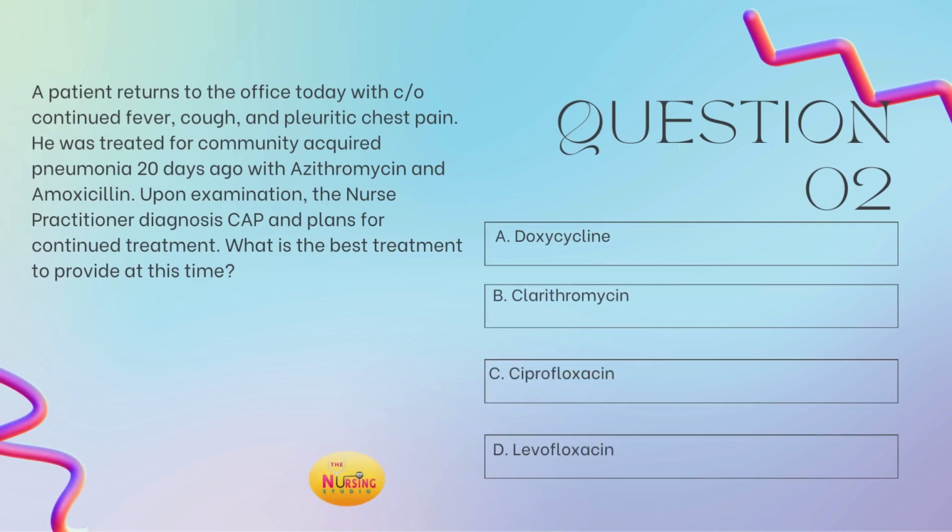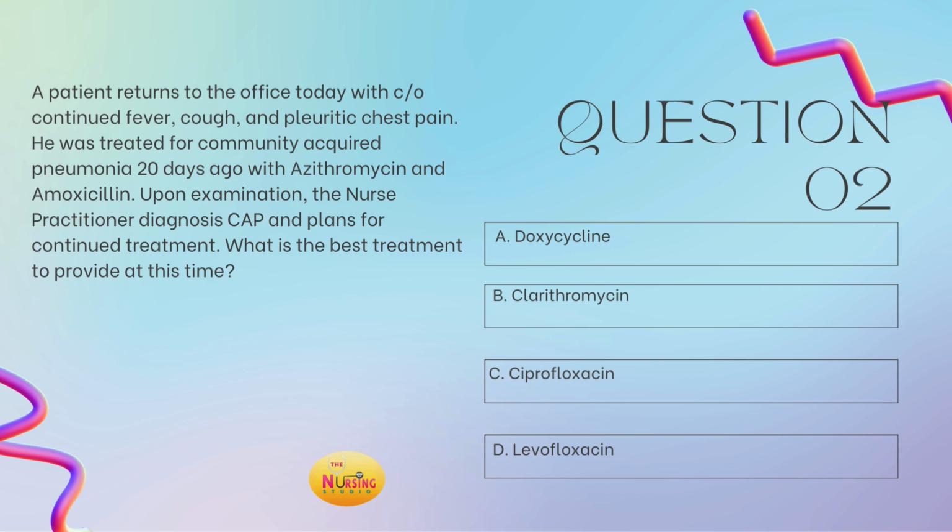All right, so question number two. A patient returns to the office today with complaints of continued fever, cough, and pleuritic chest pain. He was treated for community acquired pneumonia 20 days ago with azithromycin and amoxicillin. Upon examination, the nurse practitioner diagnoses the patient with community acquired pneumonia and plans for continued treatment. What is the best treatment to provide at this time? Is it A, doxycycline, B, clarithromycin, C, ciprofloxacin, or D, levofloxacin? Take a moment and tell me what you got in the comments, you guys.